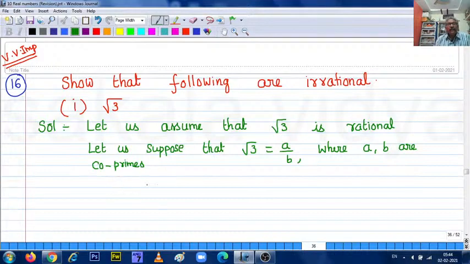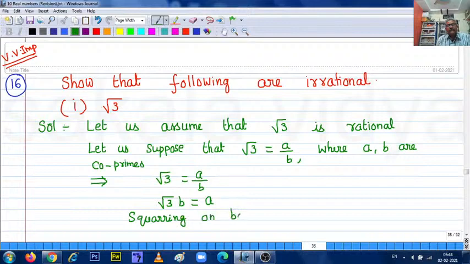Right. So now we have root 3 equals a upon b. Cross multiply. What do you get? Root 3 times b equals a. Now squaring on both sides. Next step, squaring on both sides. So note down, all of you.